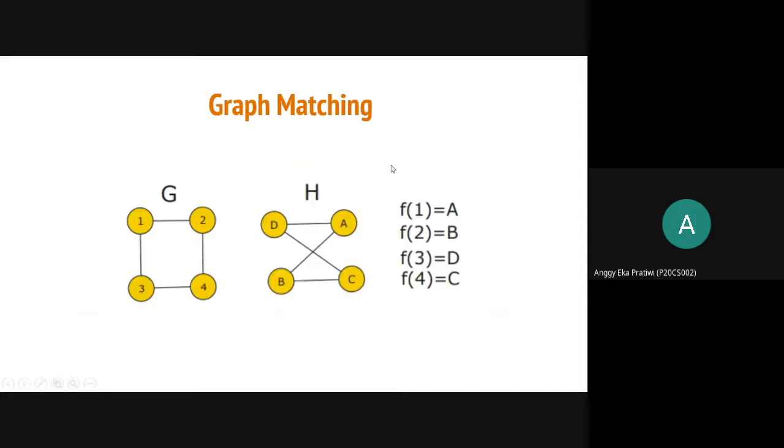For example, in graph matching, you can see graph G and graph H. Here, function 1 in graph G will be similar to node A in graph H. Function 2 will be similar to node B, function 3 will be similar to node D, and function 4 will be similar to node C.